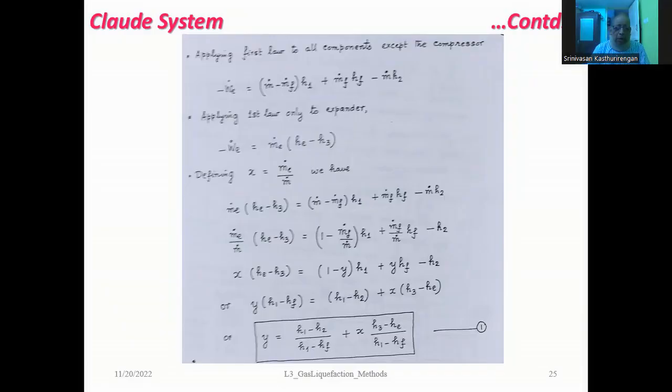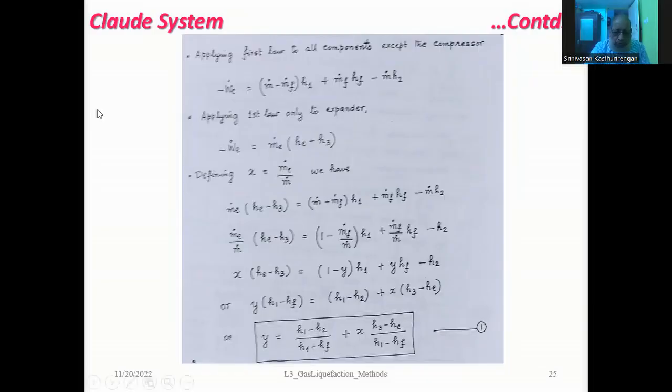So now you can substitute for minus W dot E and also take X as ME dot by M dot. Then on certain simplification, you get the expression for Y. I'm not going through all this write-up here. You can read it up. So this will show you Y, which is the yield, is nothing but H1 minus H2 divided by H1 minus HF, plus X into H3 minus HE divided by H1 minus HF.